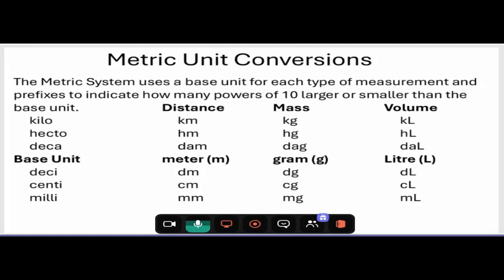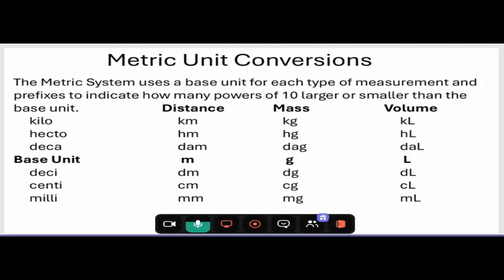So we have a base unit. It's important you remember that base unit because it actually takes up one step, right? Sometimes people will skip over the base and go straight from deci to deca or vice versa, but that's actually 2 steps on the metric chart.